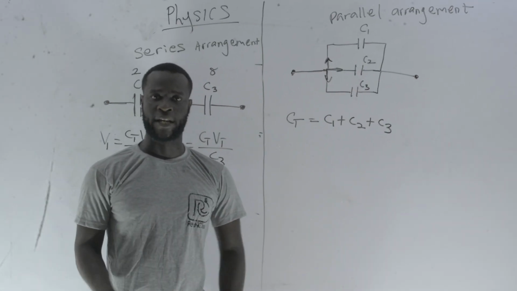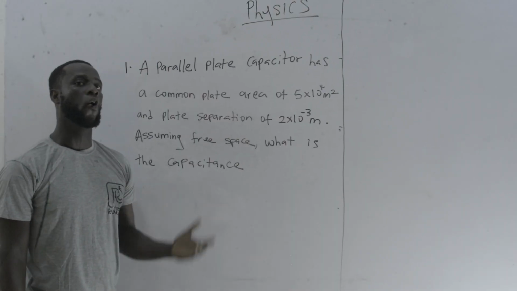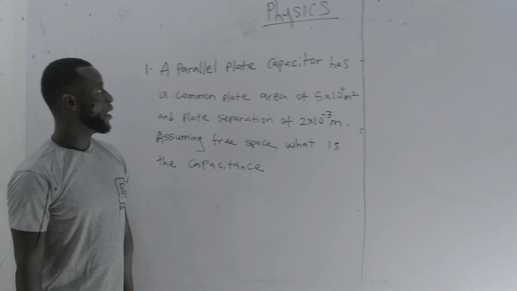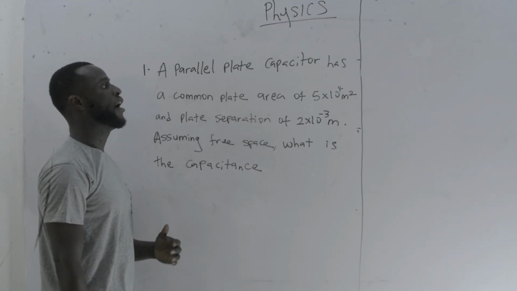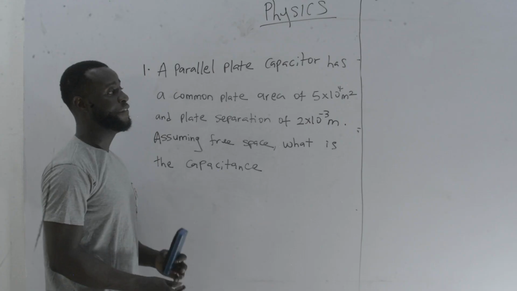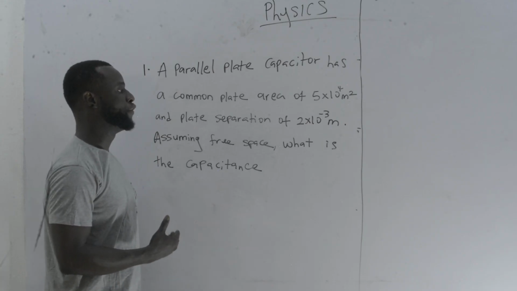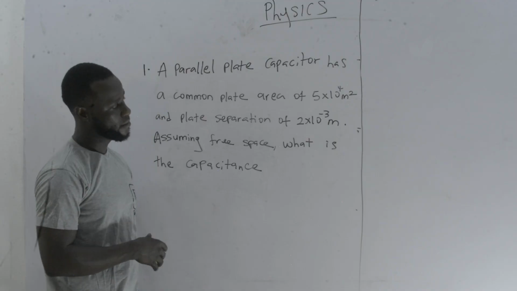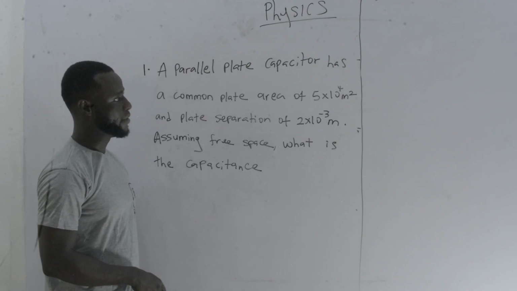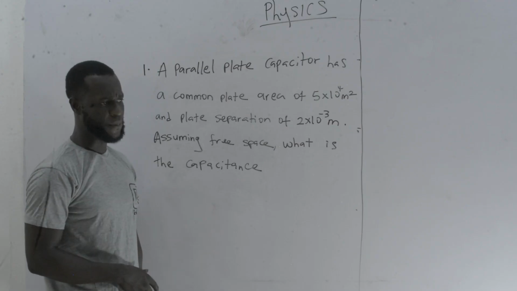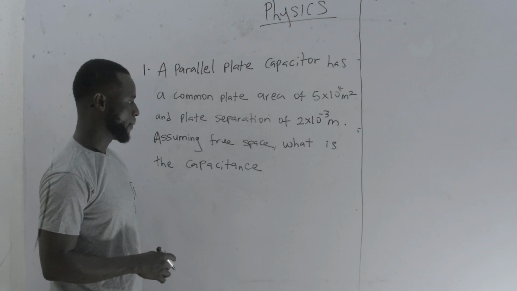In our next class, we'll take further questions. Question number 1 on capacitors. Now, question here: a parallel plate capacitor has a common plate area of 5 times 10 to the power 4 meters squared and plate separation of 2 times 10 to the power minus 3 meters. Assuming free space, what is the capacitance? What formula am I going to use in this question?